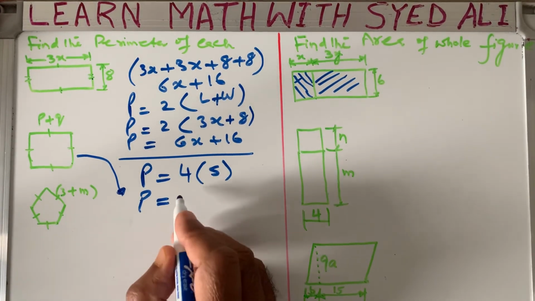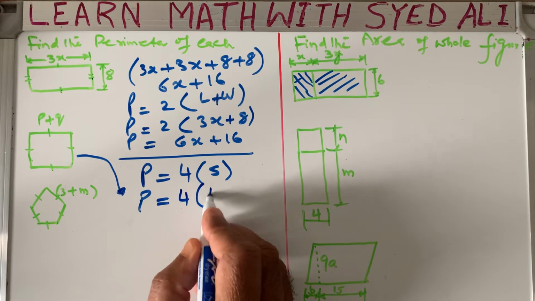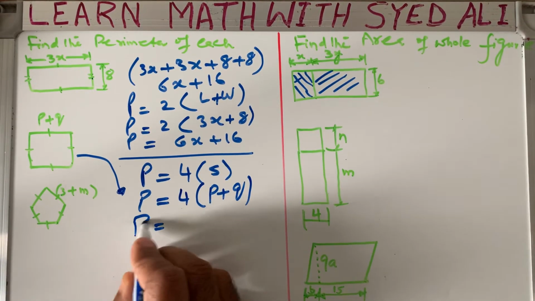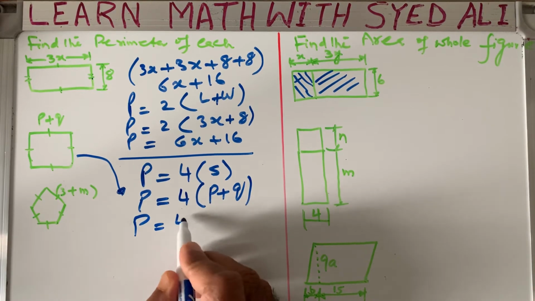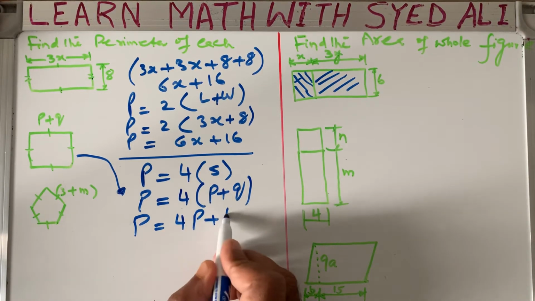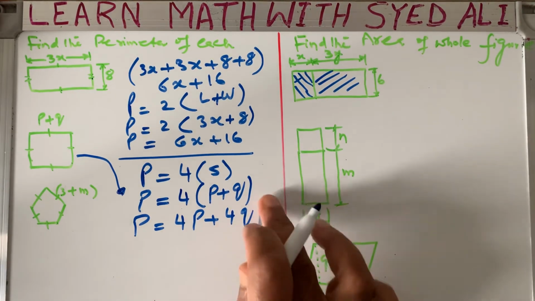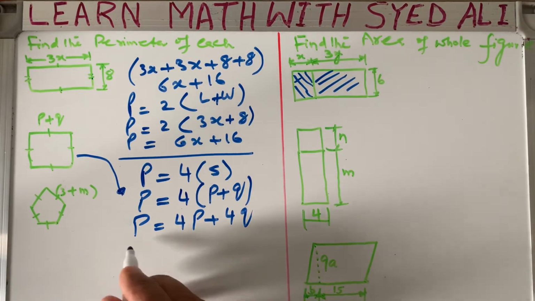So 4 times the side, and the side we know is p plus q. And again, the distributive property as we saw in the last video. So it will be 4p plus 4q. That is the simplified answer for this question.